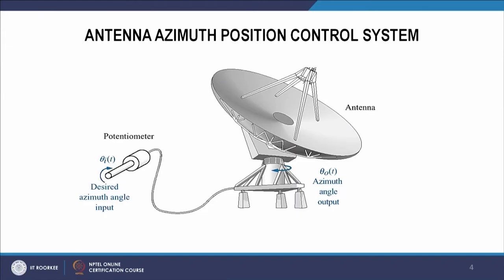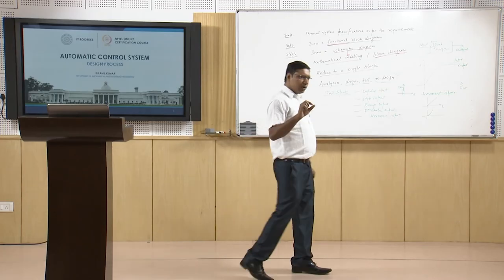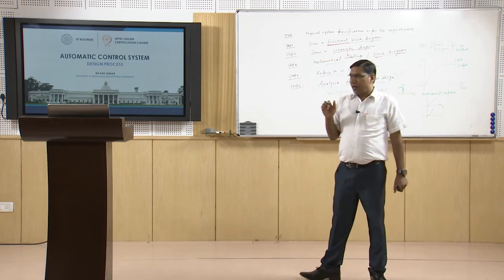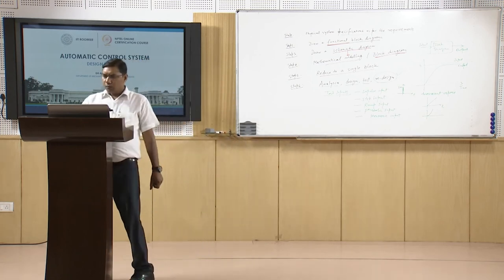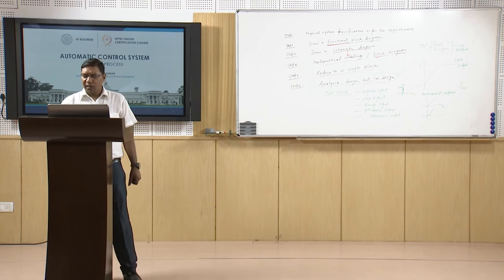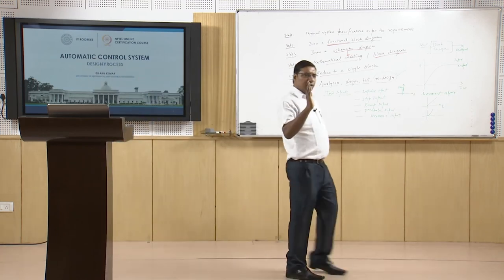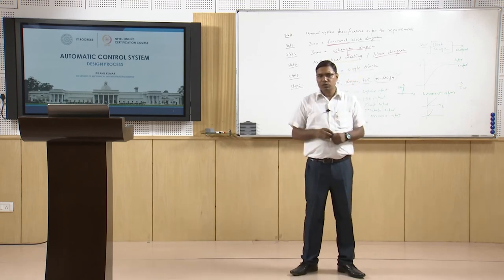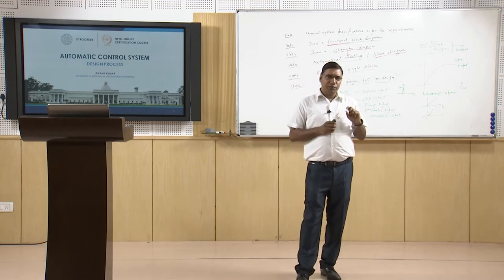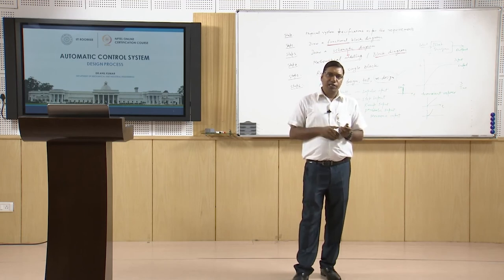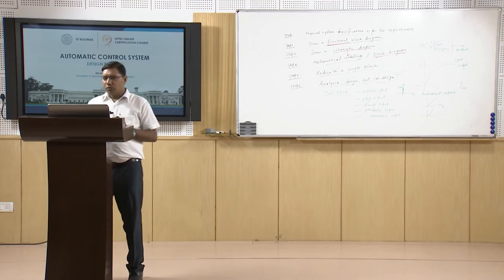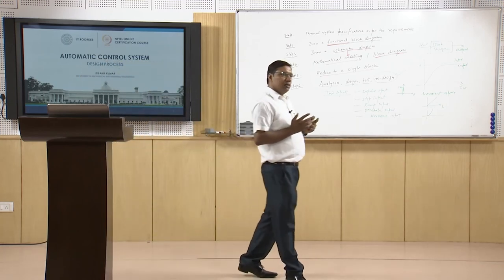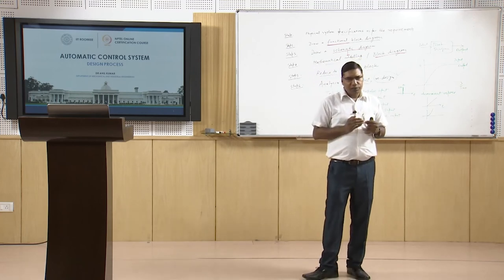Now you see in this antenna we are giving an input, that is desired azimuth angle input at the input of the potentiometer. So there is a potentiometer shaft, and on that shaft we are rotating. We are giving some angular input, and we want to get the output, angular output, that is the positioning of the antenna. So that output we want to get a desired output, that if we give certain specific input, that antenna should give the desired output, angular output. Now how to analyze, how to design this system using the design process of the control system?